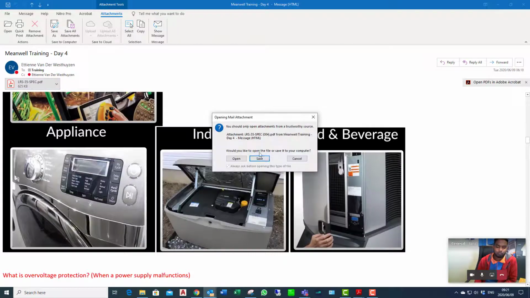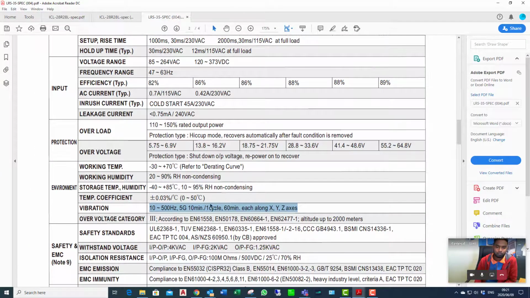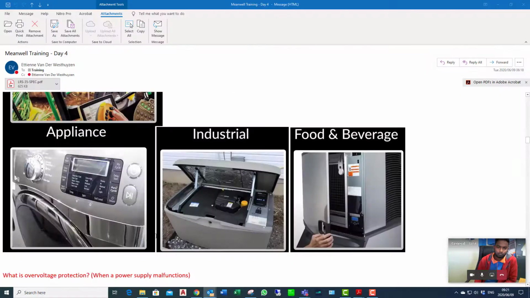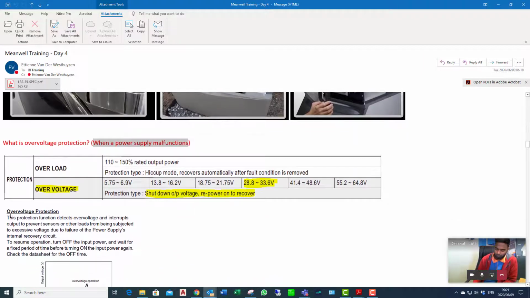And coming back again to MeanWell's explanation, you have overvoltage. So this area here. Okay, so what is overvoltage? An overvoltage should never occur unless there is a malfunction. So if there is a malfunction in the power supply, this protection function detects overvoltage and interrupts output to prevent sensors or other loads from being subjected to excessive voltage due to failure of the power supply's internal circuit.